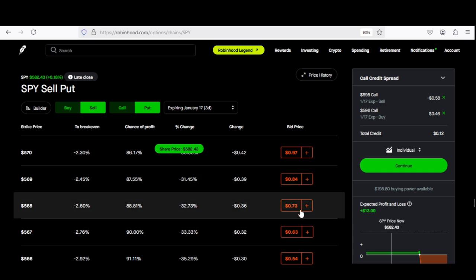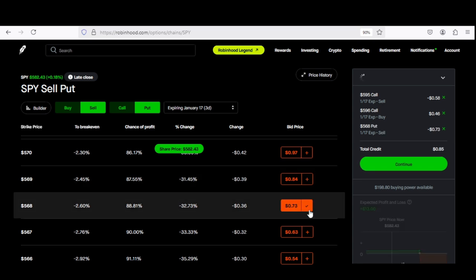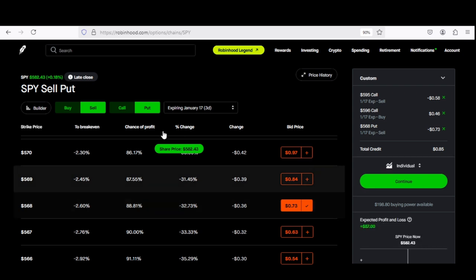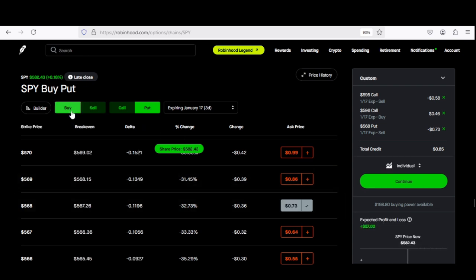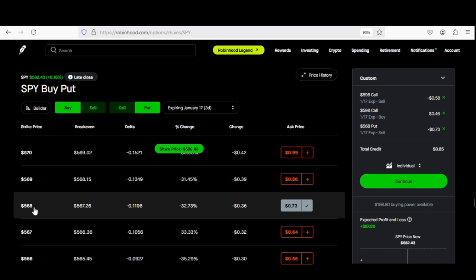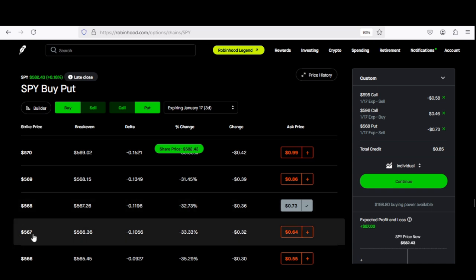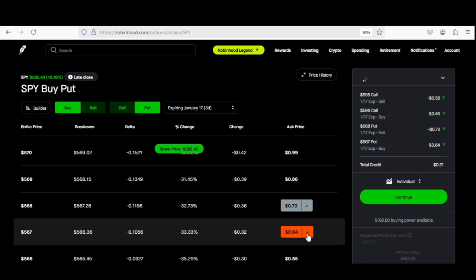We're going to go ahead, we're going to click into that. And once again, we're selling, we're going to pick up another premium. Good. Now we're going to jump over to buy and put once again. And remember, we need to maintain the exact same strike date. And this time we're going to be choosing our secondary strike price below our previously sold put, which is going to give us the 567. Now this is a buy call. Now we're going to have to pay something, and that's going to be 0.64 cents. We're going to go ahead and click into that.